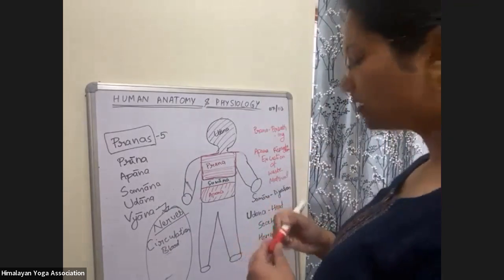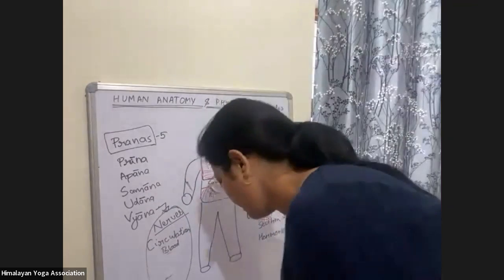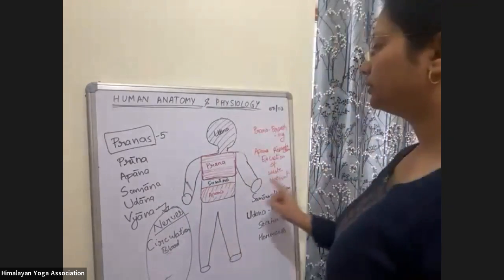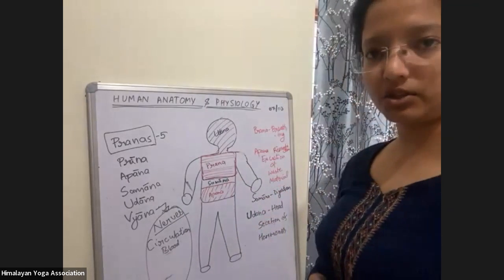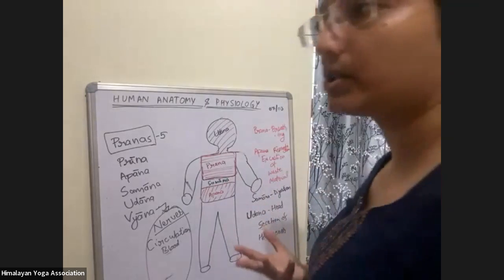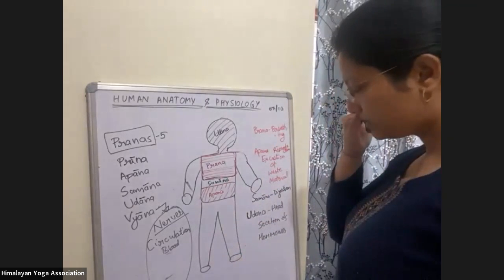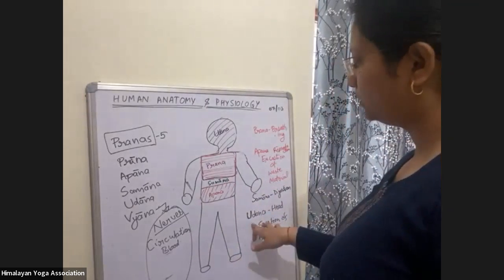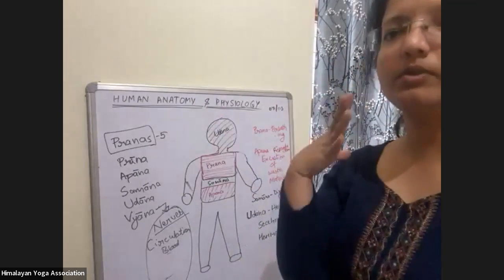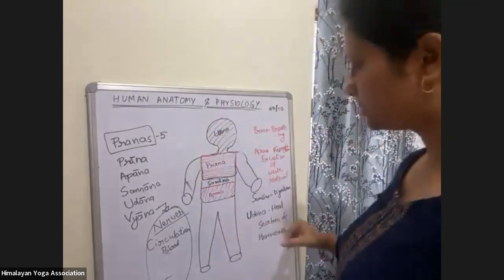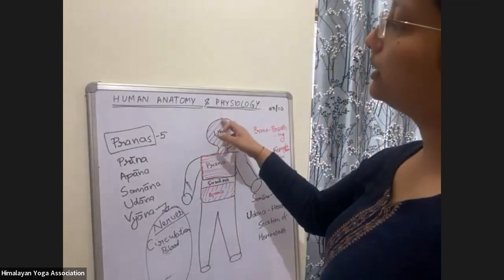Okay, that is governed by Apan. And then we have Saman. Saman governs everything related to digestion in our body. We'll study digestion in later classes. And then we have Udan, which is present in the head region. It is responsible for the production of all the hormones which are excreted in the head.